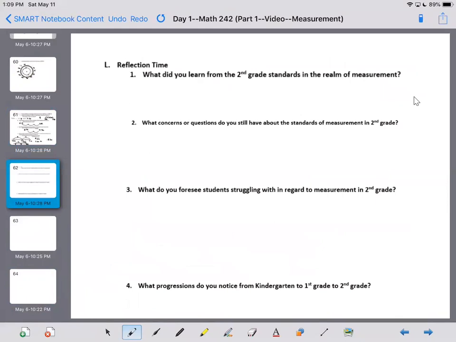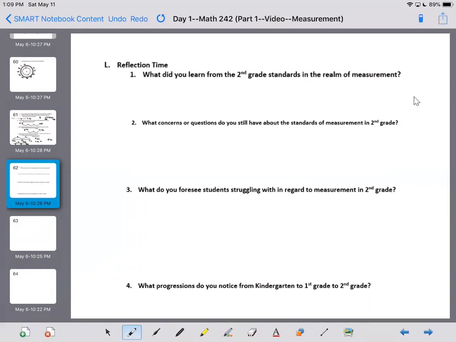So again, reflection time. This is a time for you, as you're taking notes on this and looking at your standards, to think, well, what did you learn from the second grade standards in the realm of measurement? So you're reflecting on that and you start to back it up. You can start to see that progression on question 4. Now look at that kindergarten to first grade to second grade progression. If you end up in a first grade classroom and you're thinking about measurement and data, you know what they're learning in kinder and you know where they're going in second. That allows you to be flexible with where you need to make remediations, how you want to respond to that intervention, or how you can accelerate if needed.